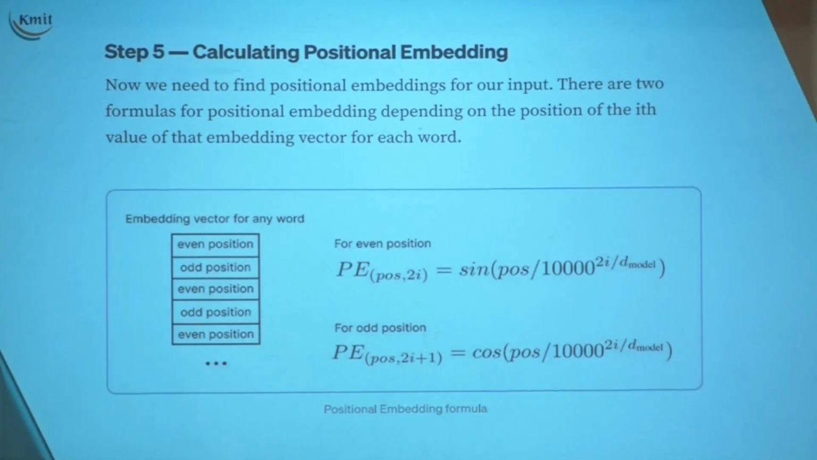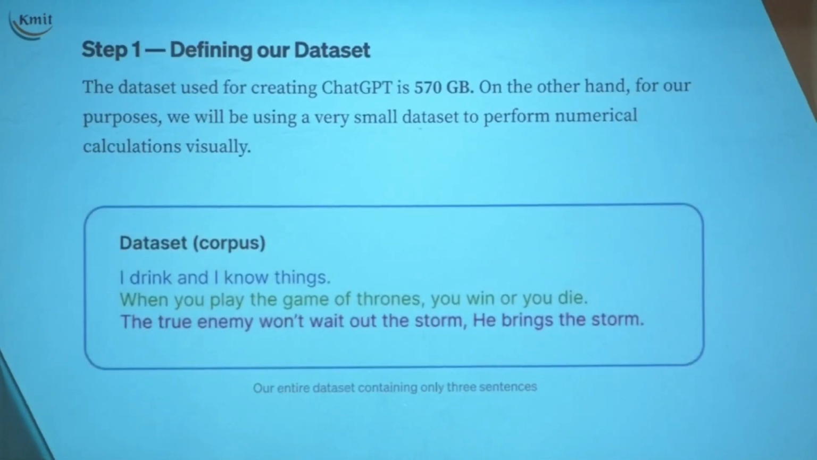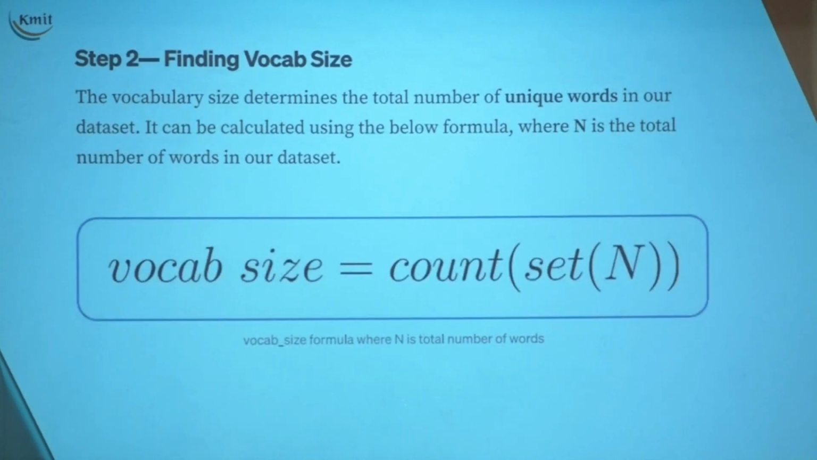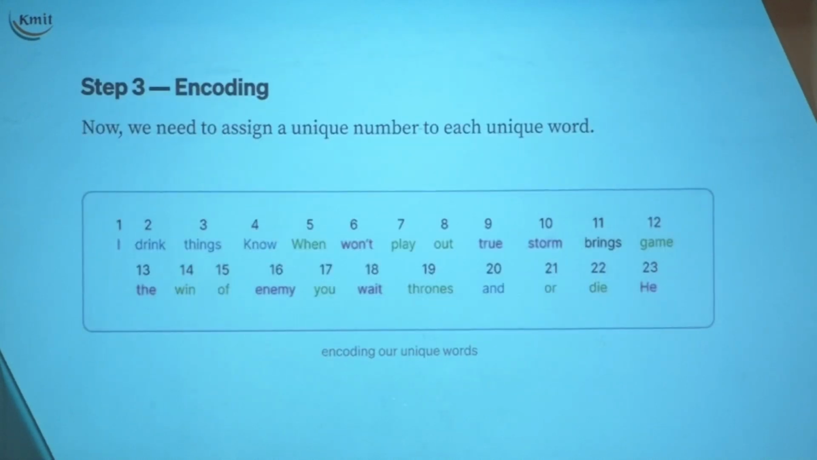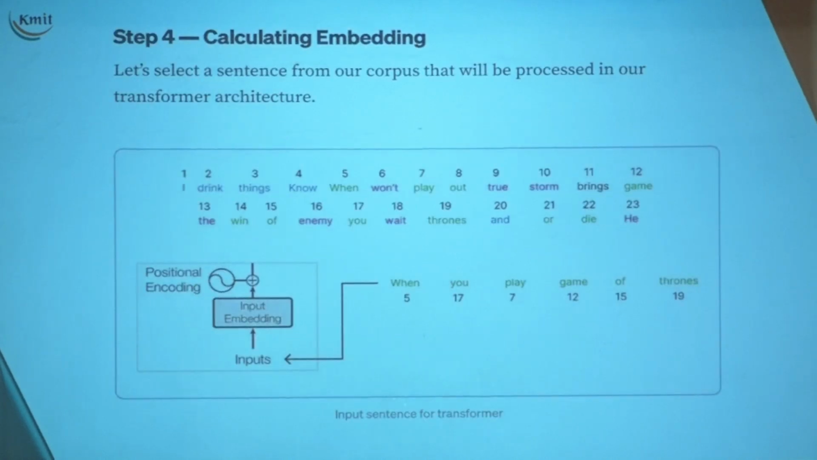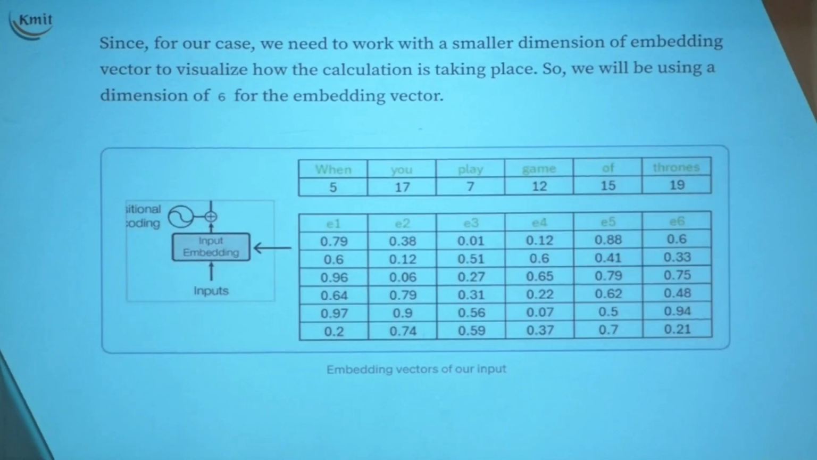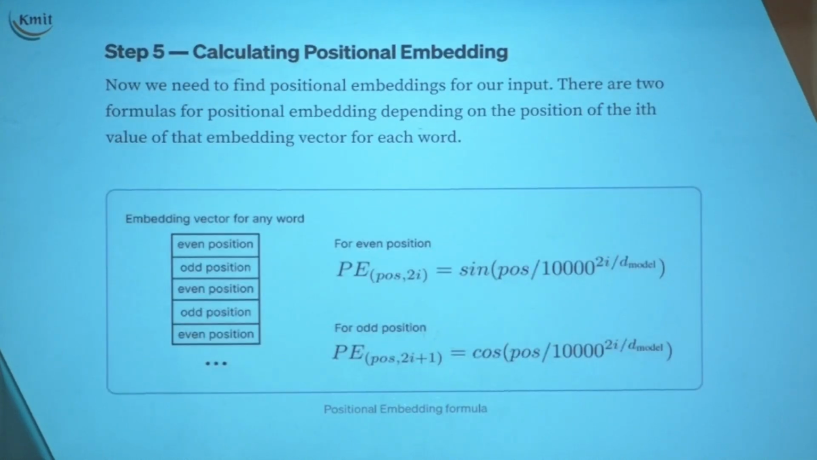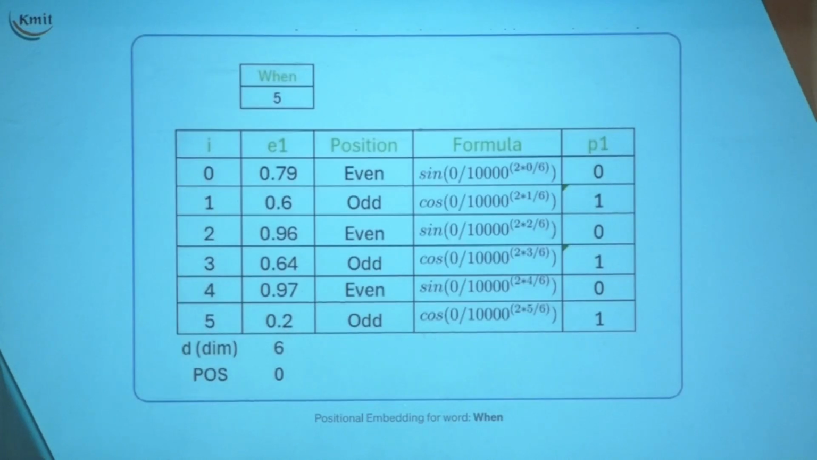Let's quickly recap the first 5 steps. What did we do in step 1? Read the heading. What did we do in step 2? We have found the vocabulary size. What did we do in step 3? We have encoded. Step 4? Calculated the positions for the given input sentence. In step 4, along with the positions, I am also generating embedding vectors for each word, n-dimensional embedding vector space. I am calculating positional embeddings. This is how.